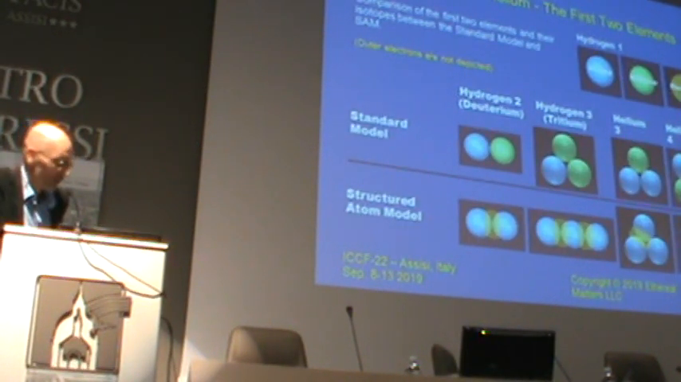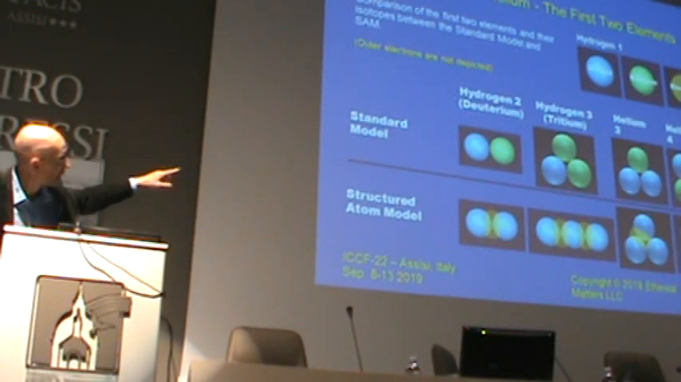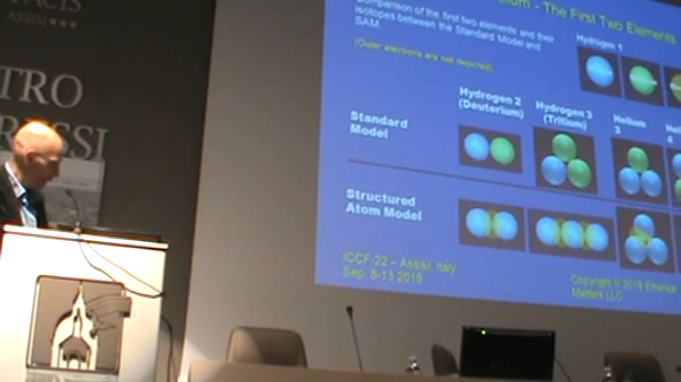The first two elements, where we compare the standard model and the structured atom model. So here we have the deuteron in the standard model, and here we have the deuteron in the structured atom model. This is a proton-neutron, this is a proton-proton and an electron. Hydrogen-3, helium-3, helium-4. They are reminiscent of each other, yet there are some distinct differences.